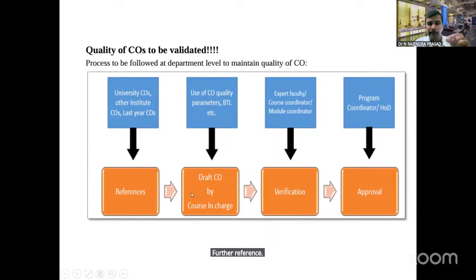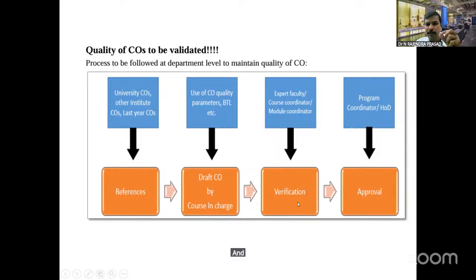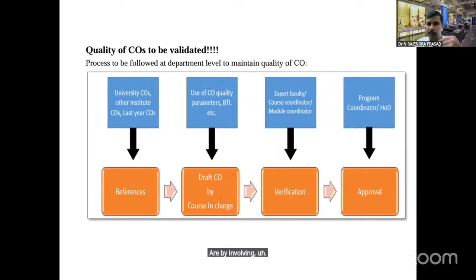Then you have to prepare your draft COs. Each and every course will have an in-charge person. That in-charge person should prepare the list of draft COs for that particular course. And that should be kept for verification either in the BOS or in the faculty meet or by inviting some expert faculty members to your department.